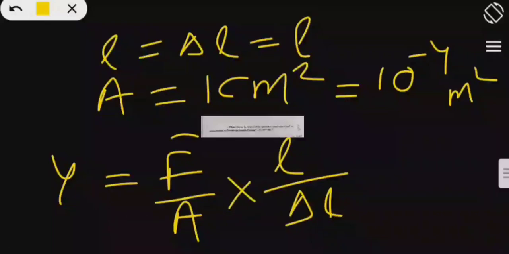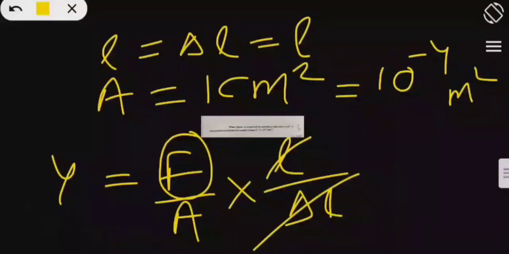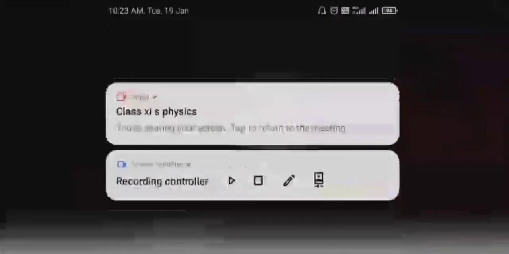According to the question, it asks for our force, so we need to find out the force. You can cancel L and delta L here, because both are the same. And we need only force. So A will go here and be multiplied with Y. Write it down quickly. So now the formula is F is equal to Y into A.